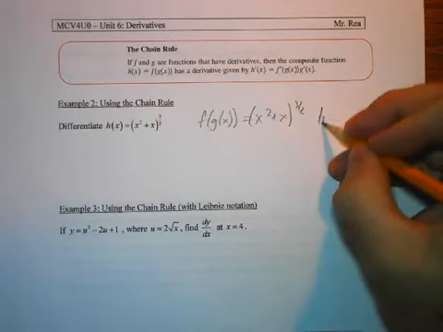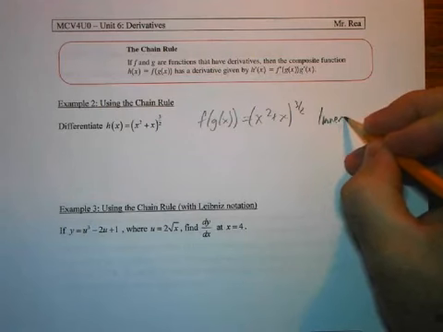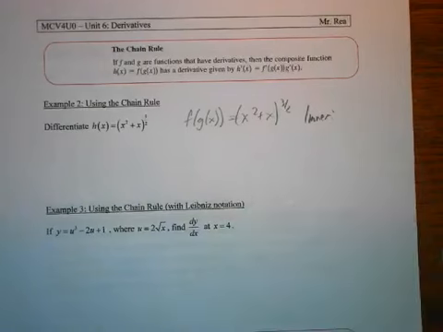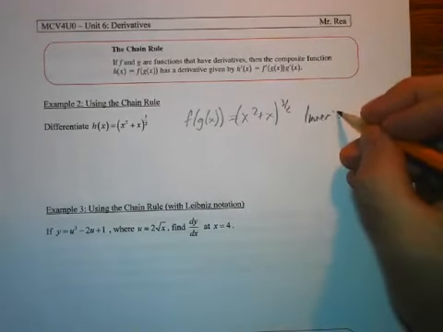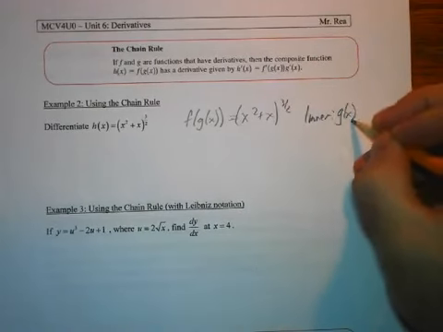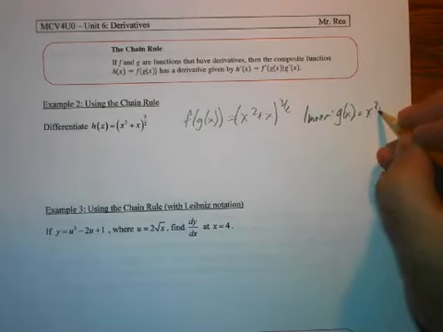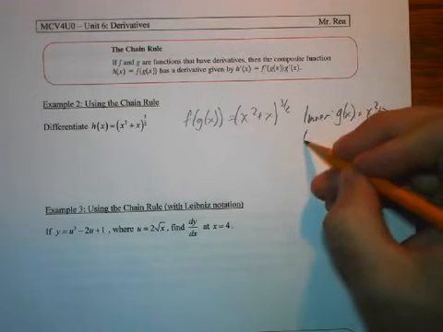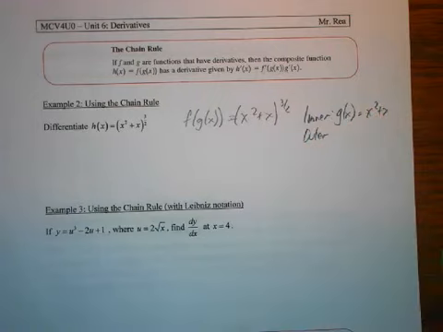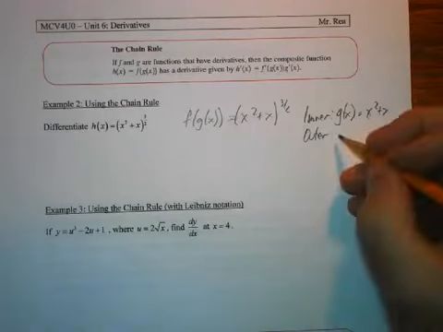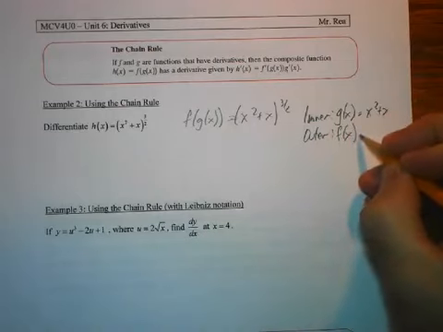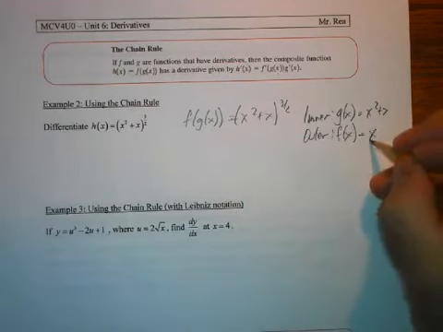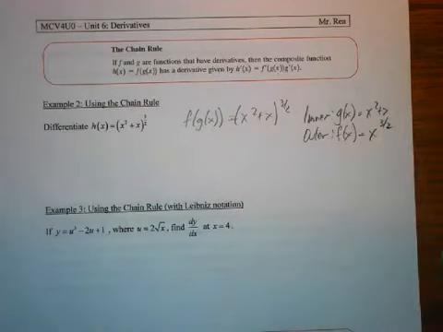So the inner function, call it g of x, is x squared plus x. That's the inside function, and then the outer function, which if we did in this order would be f, is equal to something to the power 3/2, so in this case x to the 3/2.